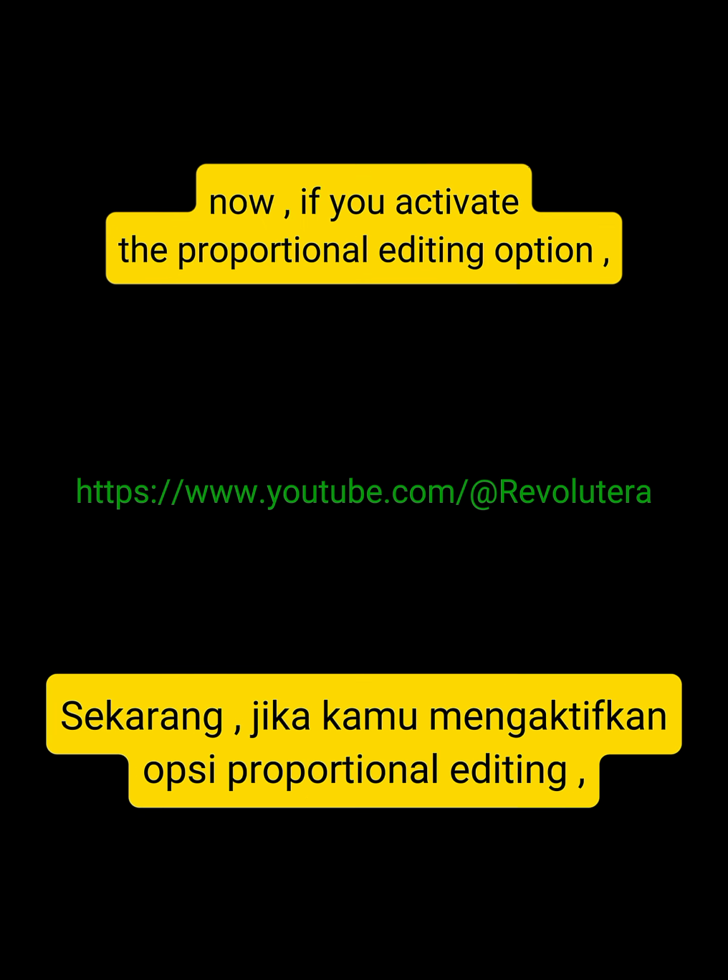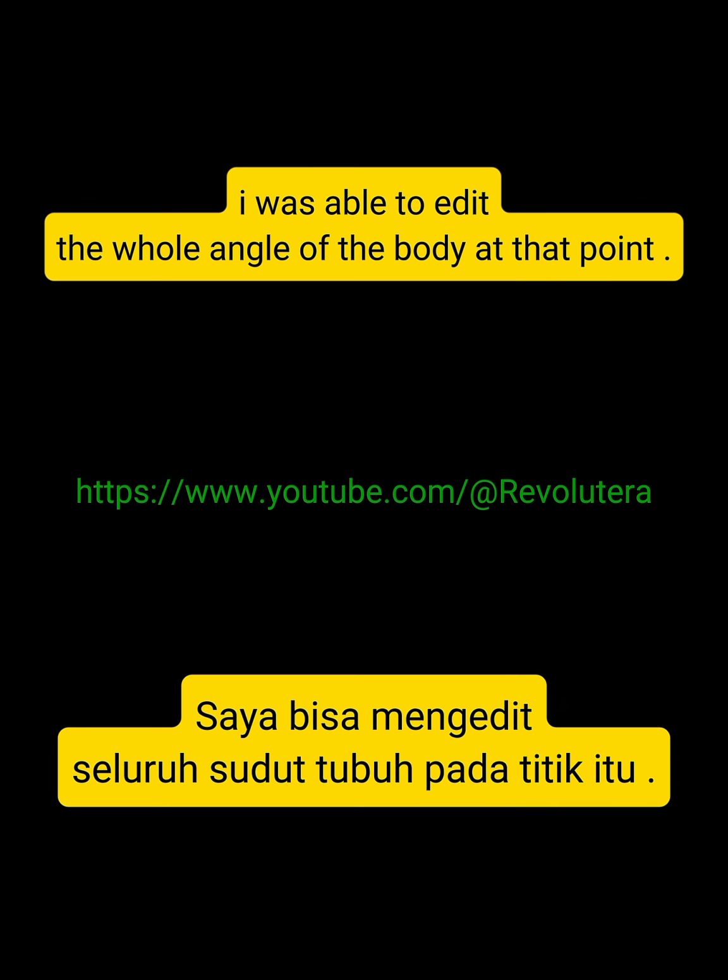Now, if you activate the proportional editing option, you will be able to select just one keyframe and move it up in space. It's this slowing down part of the animation. I was able to edit the whole angle of the body at that point.